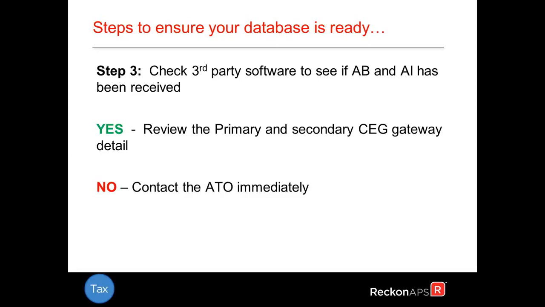If you're unsure about how that's to be done, then my suggestion is that you get in touch with the Reckon support team, and they can assist you with the primary and secondary gateway details. In turn, if you're having issues with your third-party software, then you would need to contact that product vendor and determine how to make those relevant changes to the system.